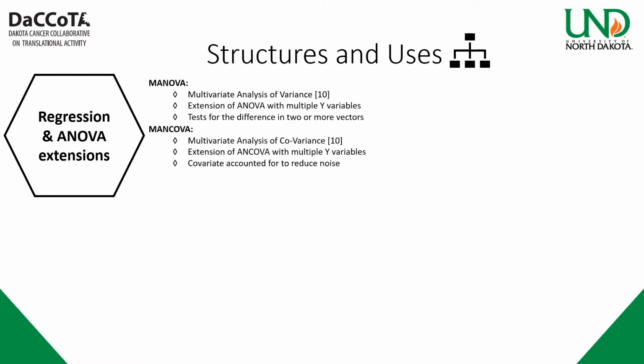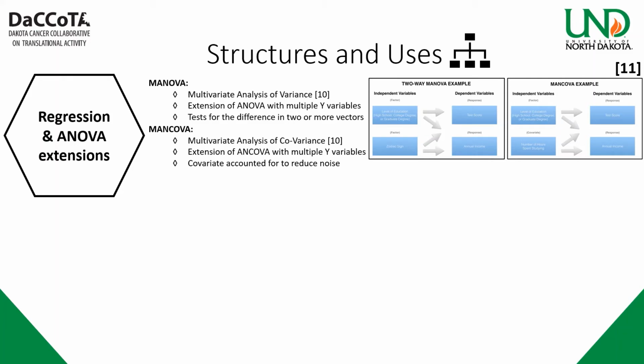So let's start by looking at MANOVA and MANCOVA. These are multivariate analysis of variance and covariance. They're extensions of ANOVA and ANCOVA, only with multiple y variables, so pretty straightforward. So in a 2-way ANOVA example, you now have more than one dependent variable. And for 2-way, that means you have 2 factors, 2 independent variables. MANCOVA is very similar, but instead of another factor here, you have a covariate. You include that to account for it and to reduce noise.